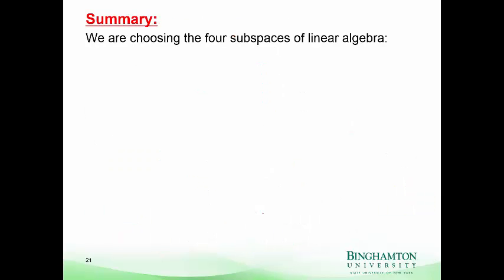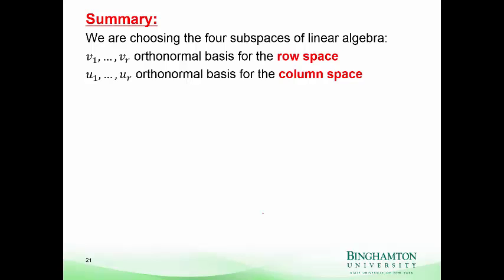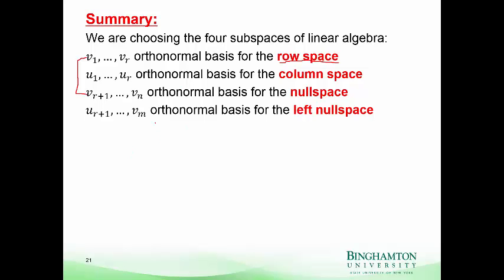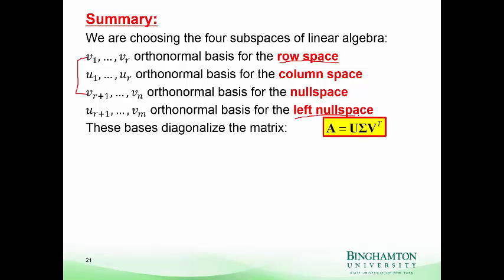So let's summarize what we've seen from the four subspaces viewpoint. The V1 through VR form an orthonormal basis of the row space. U1 through UR form an orthonormal basis of the column space. We tacked on a bunch of vectors that are orthogonal to each other and are an orthonormal basis of the null space. Therefore, they will automatically be orthogonal to all of these. So these two things together form a complete orthonormal basis for Rn. And then we tack on some more on the other side to give an orthonormal basis of the left null space. So these bases diagonalize the matrix. We've seen how that works. They go into the U and the V matrix and show up like that.